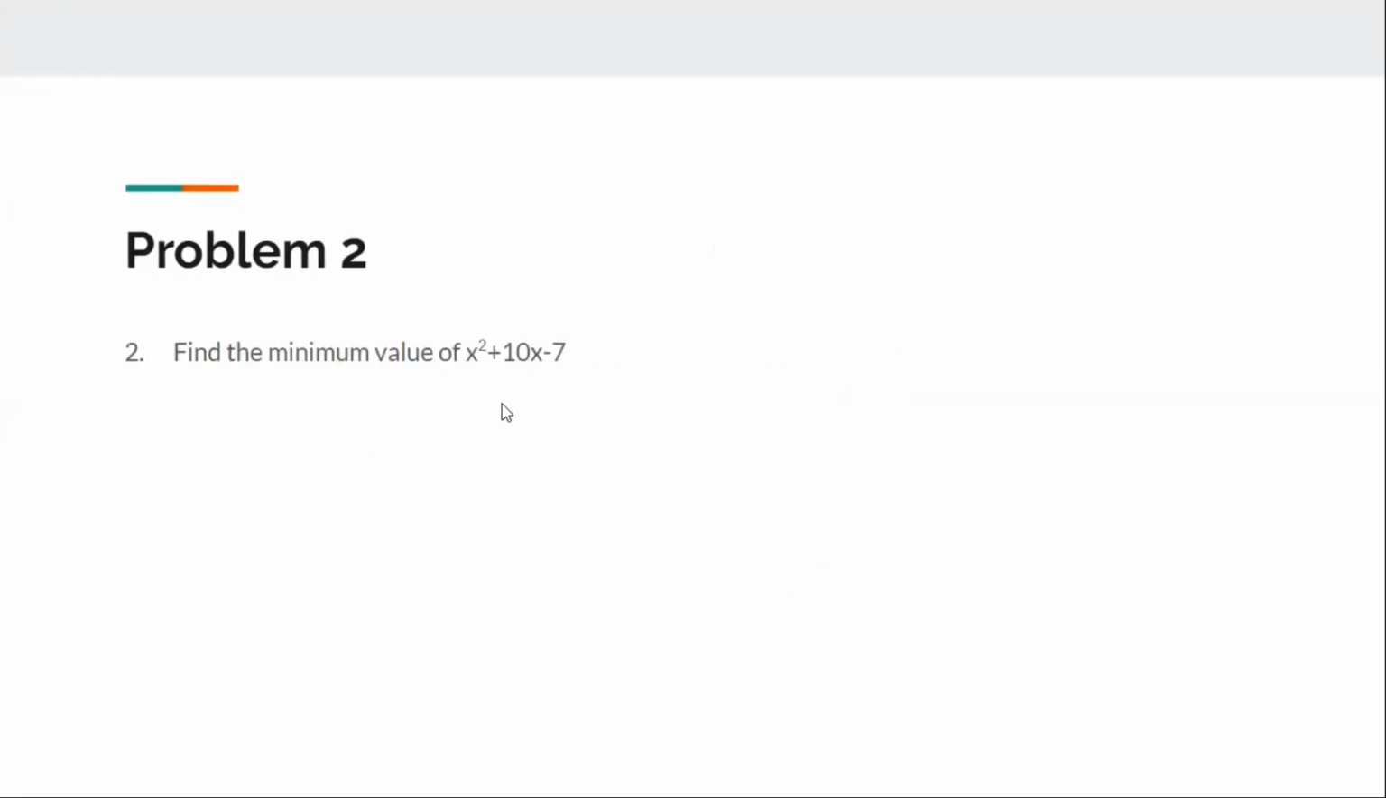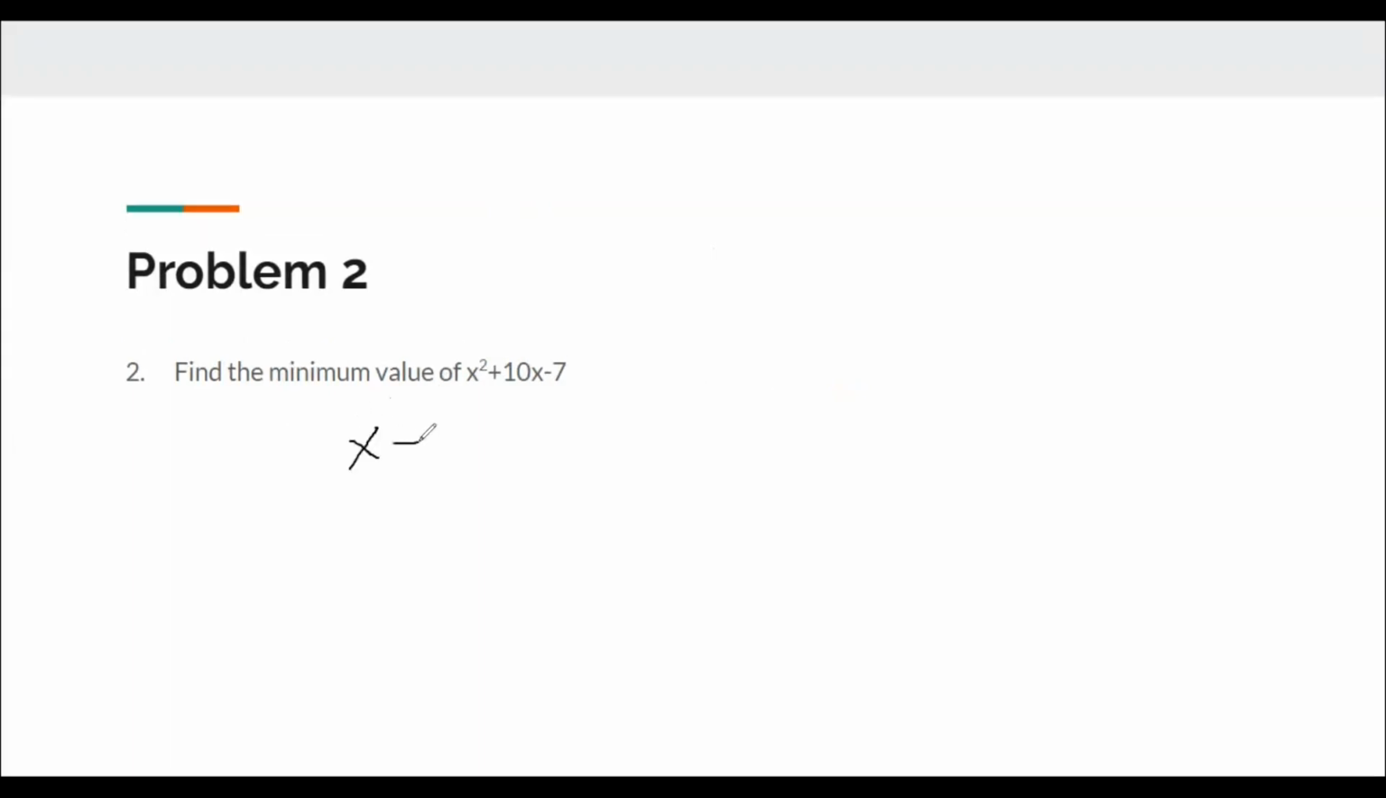All right. Find the minimum value of x squared plus 10x minus 7. For this question, you can complete the square. We can write this as (x plus 5) squared, and then there's a minus 7, so we're adding 25 to both sides, and this becomes minus 32. So our expression is (x plus 5) squared minus 32. We can double check that, because x squared plus 10x plus 25 minus 32 is that expression.